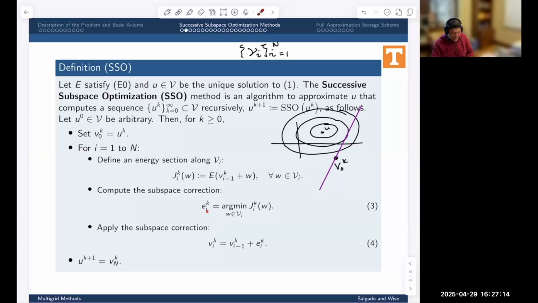Then I'm going to add that to my previous best guess, and that updates my best guess, and then I go on to the next subspace and I do it again. So my first update is going to get me to this point here, and that I'm going to call V1K. Okay, and then I look at my next subspace. I'm going to write that next subspace in red.